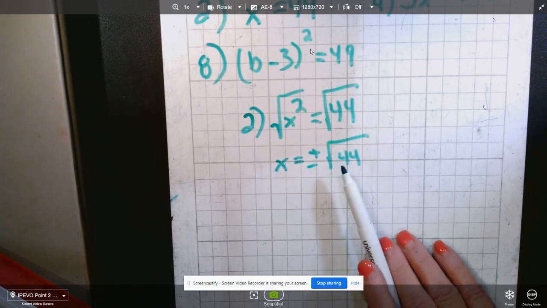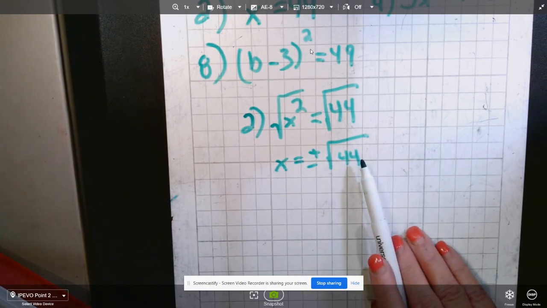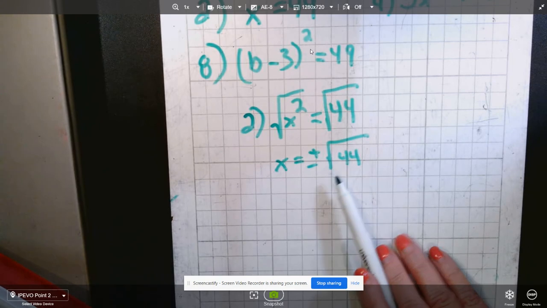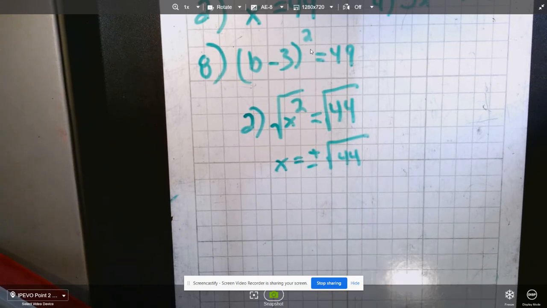Now, if they say to give you an estimate of the answer, it's okay to put this in your calculator and just do the square root of 44 that way. But if you don't want to take the estimate, then you're going to have to actually simplify that square root of 44.